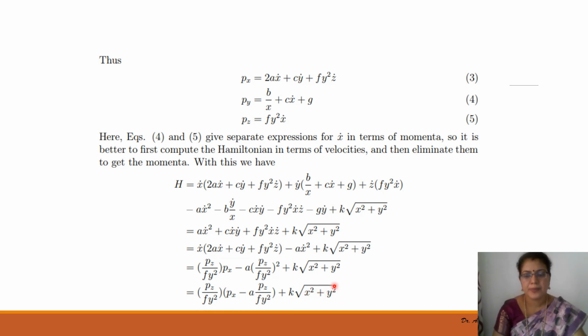Remember that in a Lagrangian, we will have position as well as the velocity, whereas in the Hamiltonian, we will have position as well as the momenta. So here the Hamiltonian is conserved. What is the quantity which is conserved? The Hamiltonian, it is conserved.